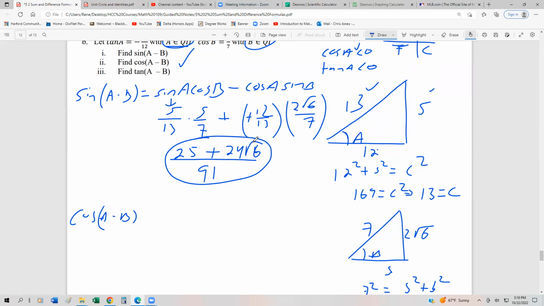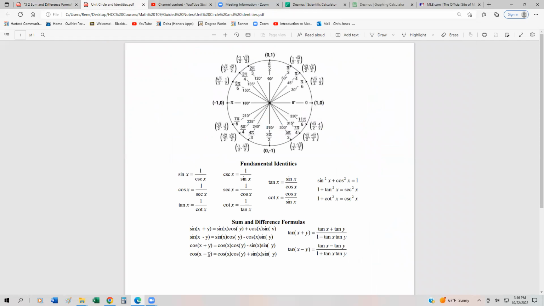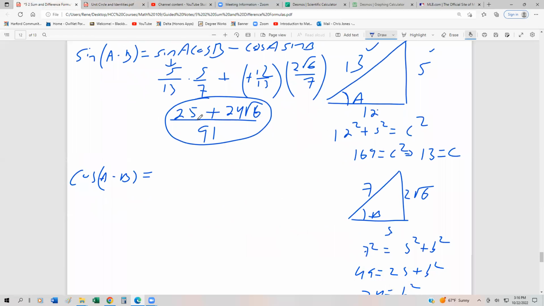Okay. Well, that's going to be cos plus sine. So we go here. We have cos of A minus B. So that's cos A cos B plus sine A sine B.